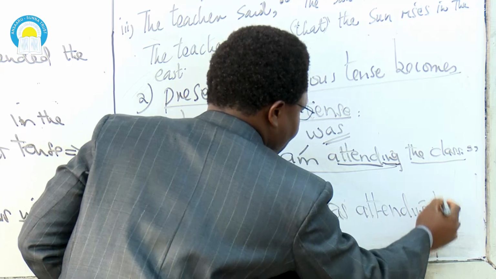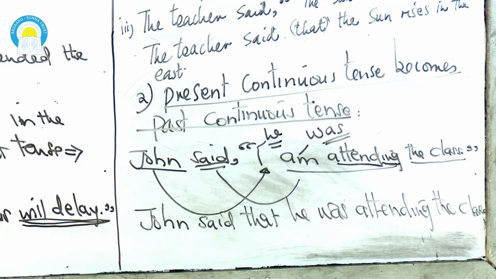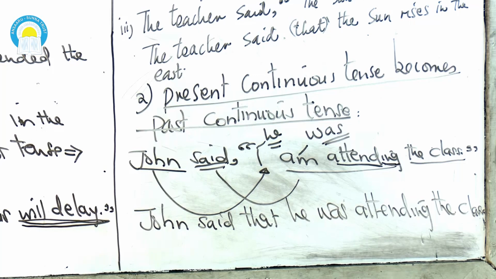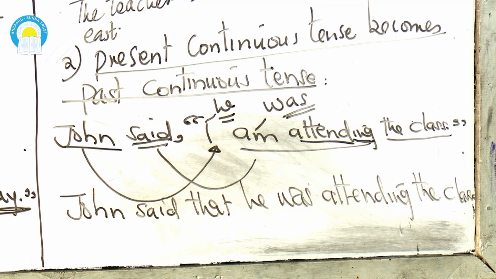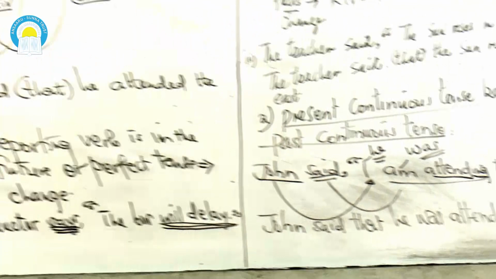John said that he was attending the class. That is rule number two, whereby present continuous tense becomes past continuous tense. What about past simple tense? That's rule number three.